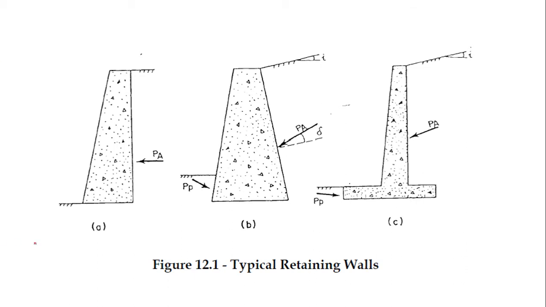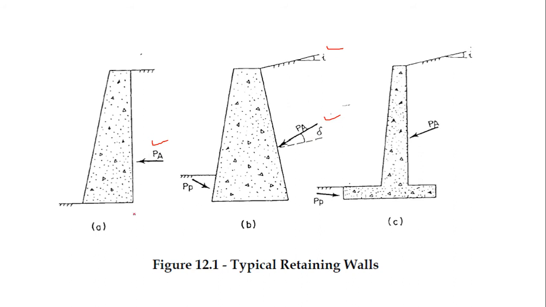See here, in this first figure, PA represents the earth backfill pressure, or the earth pressure on the retaining wall. If we have a horizontal backfill, the pressure force is horizontal. If we have an inclined backfill with an inclination of i, then this pressure force also changes its direction. Whatever inclination the backfill has, the pressure force acts with the same inclination.